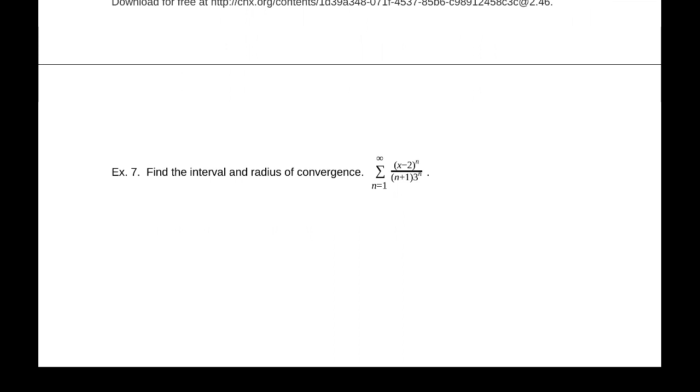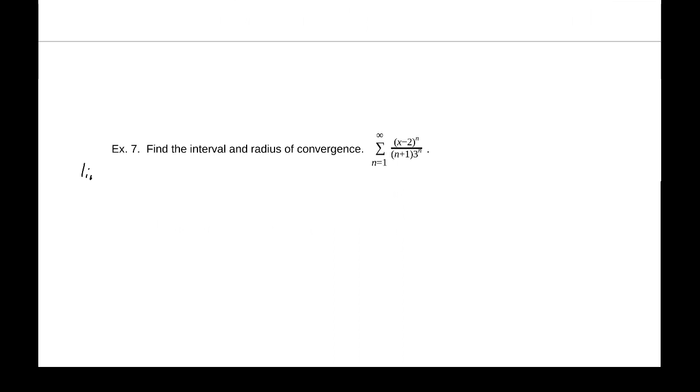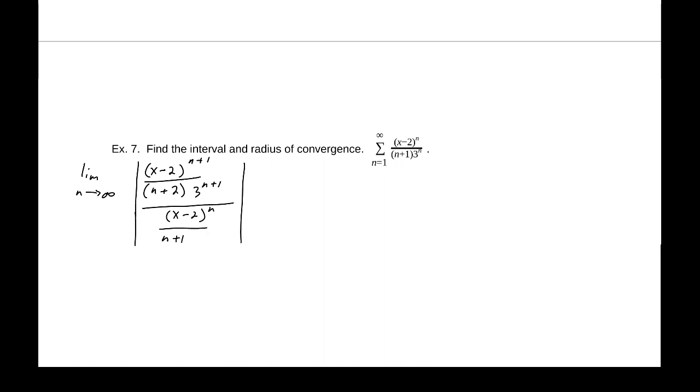Example 7. Find the interval and radius of convergence. Again, we will appeal to the ratio test. It's just a really good go-to for all of these. So it's the absolute value of the n plus 1th term, so that will be n plus 2 there, and 3 to the n plus 1, all over x minus 2 to the n over n plus 1, 3 to the n.